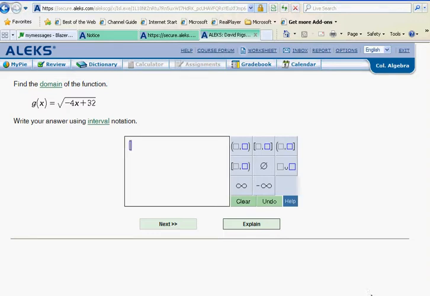In this segment of ALEKS College Algebra, we will be looking at the domain of a square root function. Here we have g of x equals the square root of negative 4x plus 32. Now the thing to remember here is an important rule. You may not take the square root of a negative number. The square root of a negative number is not defined in the real number system.